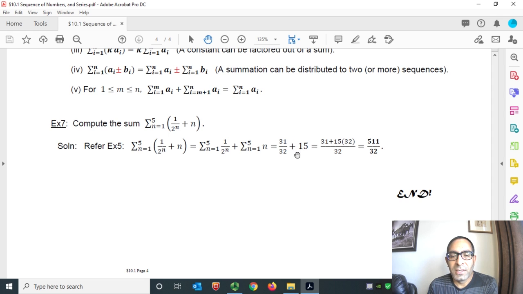Now finally, let's add these two numbers here. So multiply 15 and divide 15 by 32. So the LCD is 32. Then 31 plus 15 times 32. Then in the last step, the numerator turns out to be 511 and the denominator is 32. Hence, the sum given in example 7 turns out to be 511 over 32. Great. I hope this makes sense to you all.